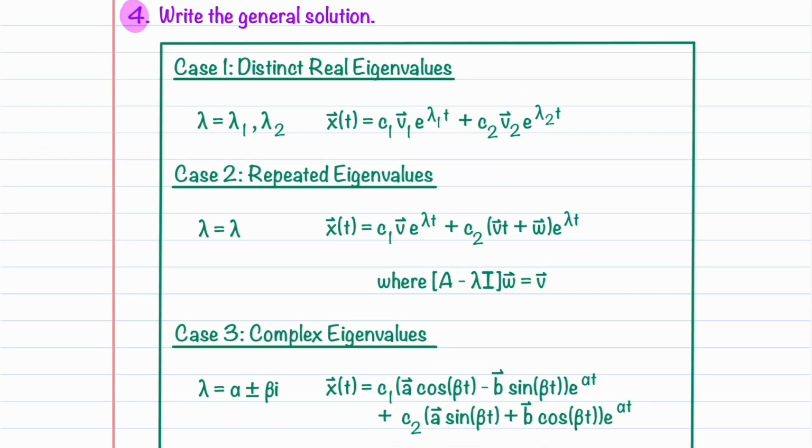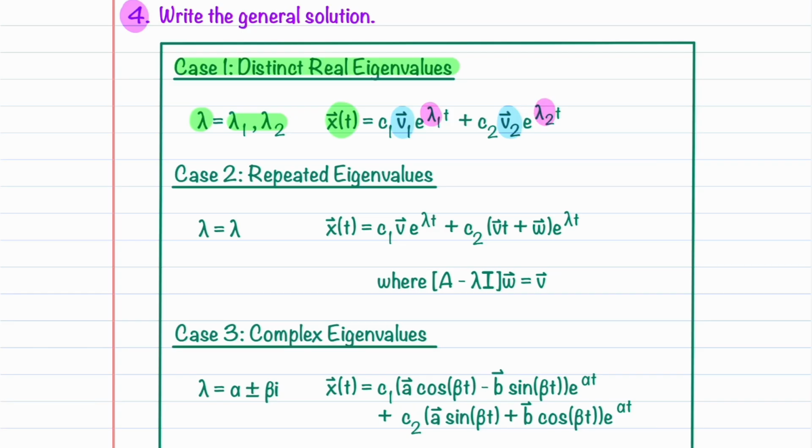The last step, step 4, is to write down the general solution. The form of the general solution is going to depend on what type of eigenvalue we got in step 2. It's going to be either distinct real, repeated, or complex. Let's look at the solution for case 1, where our eigenvalues are distinct real eigenvalues. So we're going to let lambda equal lambda 1 and lambda 2. Our solution then looks like this.